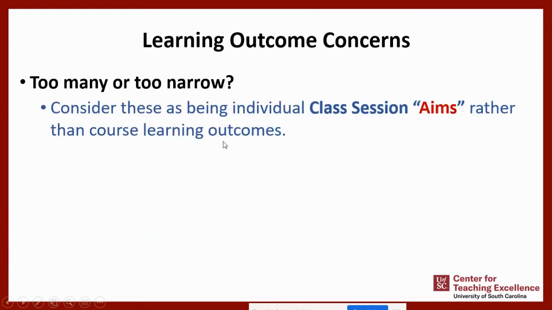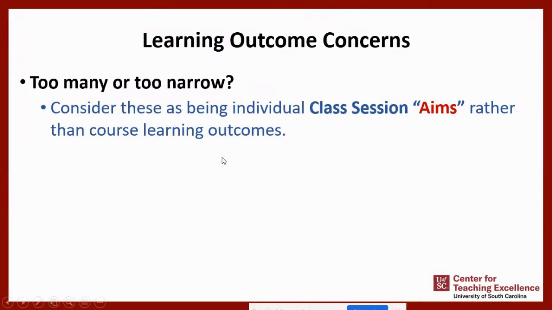So if there's too many, or if they're too narrow, one thing you can do is take those and have those be class sessions, what they call aims, or weekly sessions. So perhaps each learning outcome is what they do each week. And then you can start looking and seeing how they clump together. So these 3 weeks, do they all address a particular type of thinking, a particular skill that you develop, a particular learning about a model, or a category of whatever the content is?